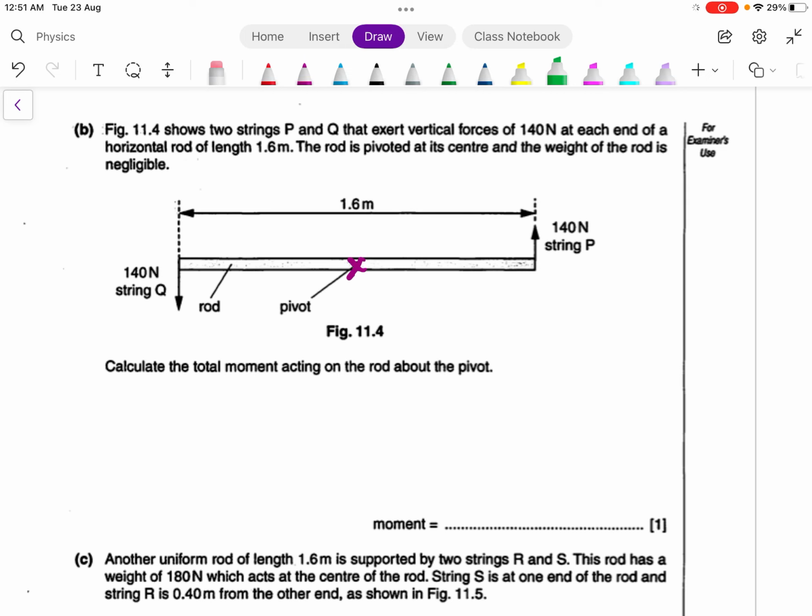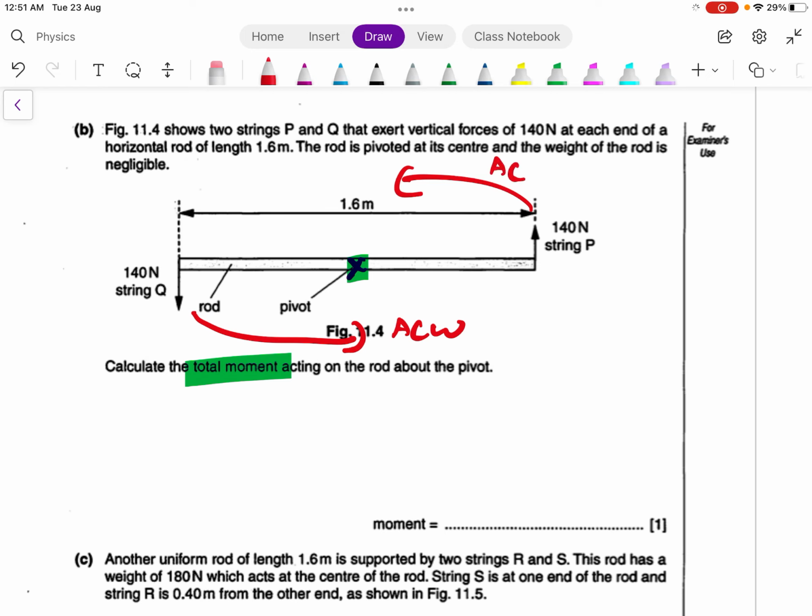So calculate the total moment acting on the rod about the pivot. Okay, so first thing first, there's actually a resultant moment. If you think about this, if you look at string Q, it is causing an anticlockwise moment, while string P is also causing an anticlockwise moment. So for this question, this thing is known as a couple.